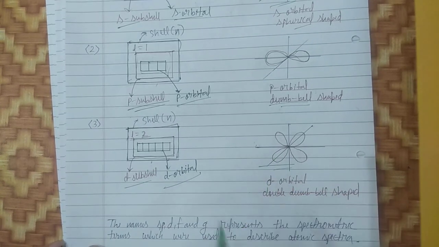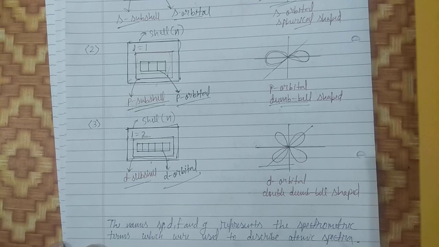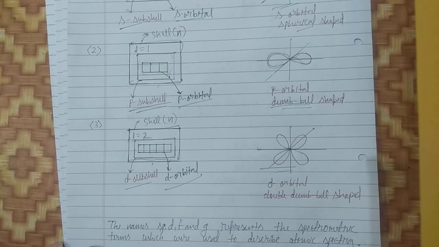Now the next is similarly F subshell, and the orbitals inside the F subshell are F orbitals. It is for L equal to 3, and when L is equal to 4, it is G subshell, and the orbitals inside the G subshell will be G orbitals. The shapes of F and G orbitals are actually out of the scope of your syllabus of JEE and NEET. That's why I will not discuss them here.